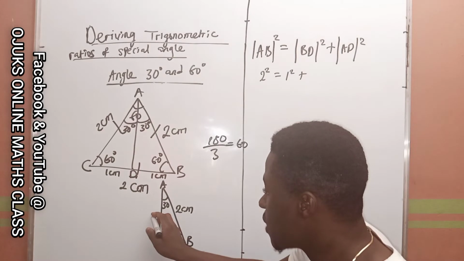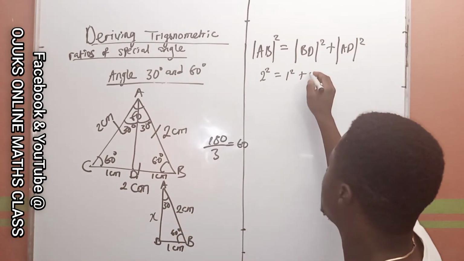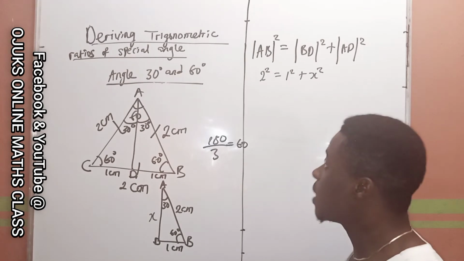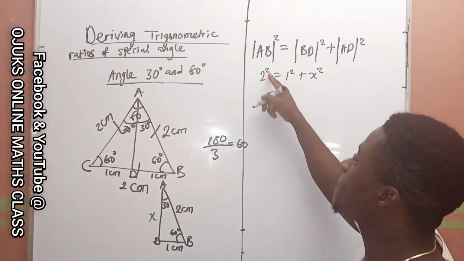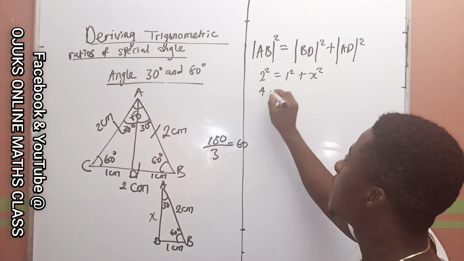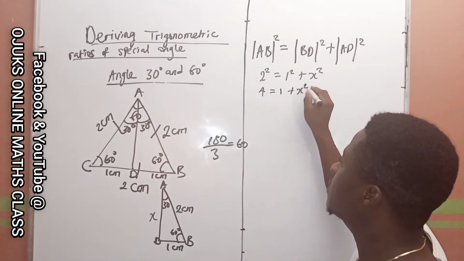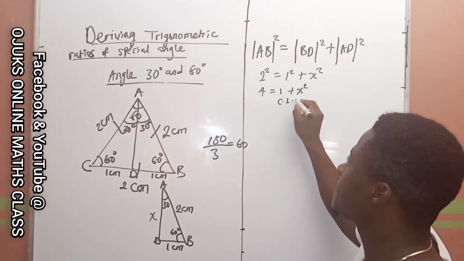We want to know that, that is what we are solving for. Let's call it x. So it should be x squared. So we are solving for x in question. So how do we go about solving for x? 2 raised to power 2 is 4, equals 1 raised to power 2, which is 1, plus x raised to power 2. Then we'll collect like terms.